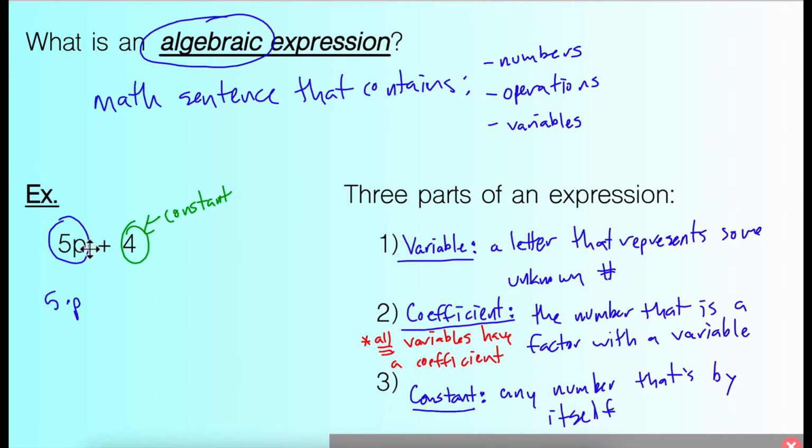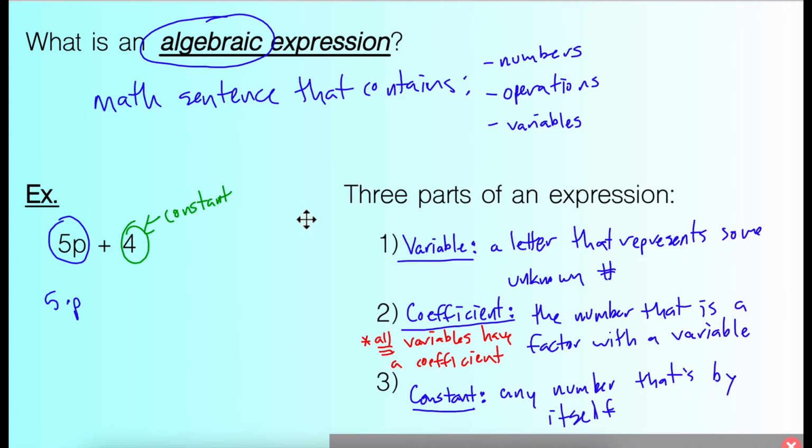Whereas 5 times p, depending on what p is equal to, this part of the expression could change a little bit. For example, if p is equal to 2, 5 times 2 is 10. If p is equal to 5, 5 times 5 is 25. This part can change. Whereas the whole number 4 is constant. It's constantly the same.